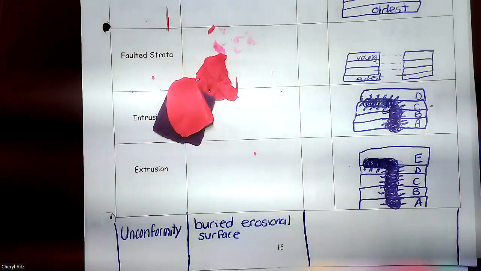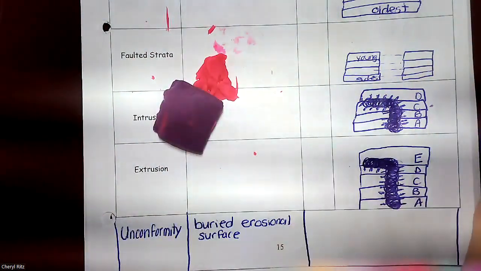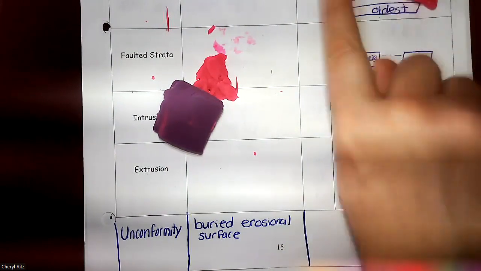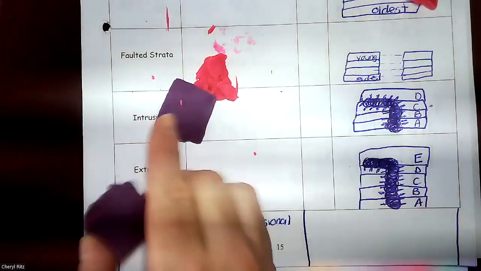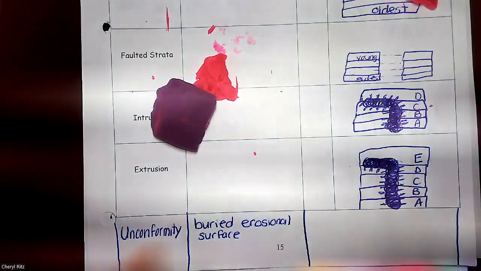We put new stuff on it, so new sediments get deposited. So again, that old layer, actually I should probably put another purple layer. The old pink layer has been moved away, and now where it was gets covered up by new rock. So that's how it's a buried erosional surface.